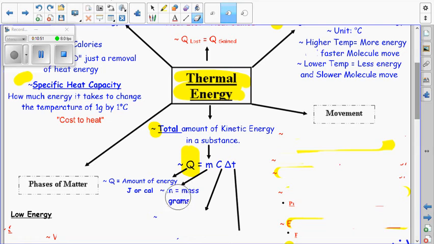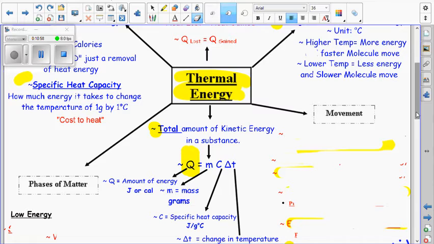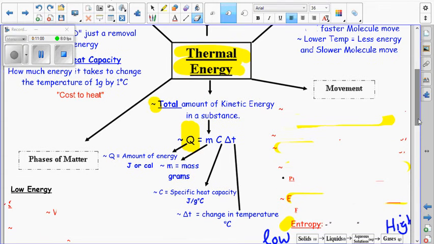M is your mass in grams. C is your specific heat capacity. And delta T, of course, is your change in temperature.